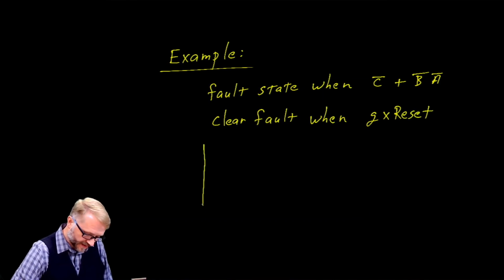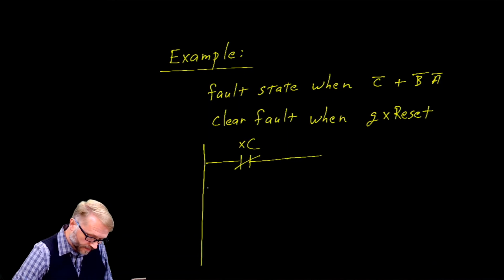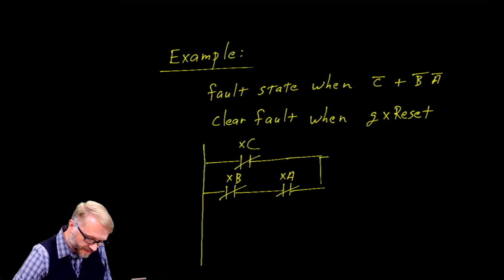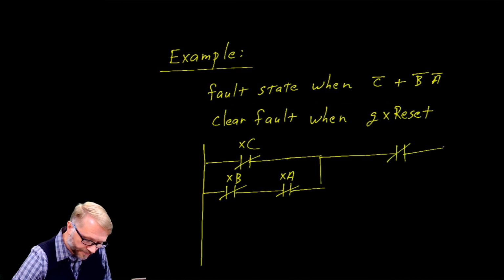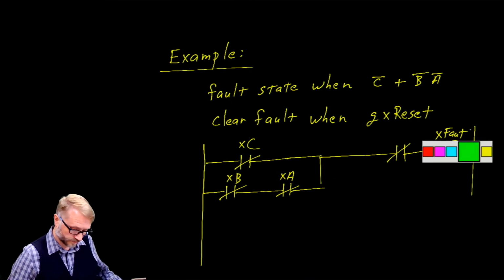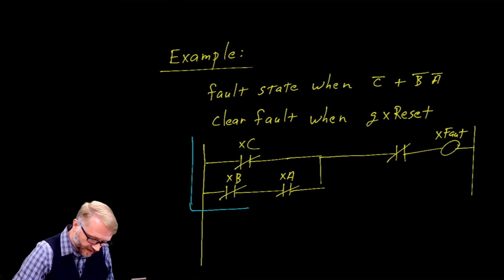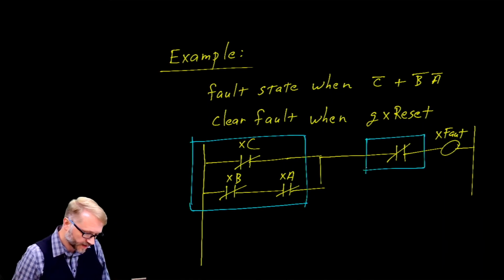That circuit looks like this. We have Boolean C. Actually, we have not Boolean C. We have not B and not A. Right, so that completes our activation circuitry. We have the reset, and we have a coil called fault. So this is our activation circuitry, and this is our release logic.